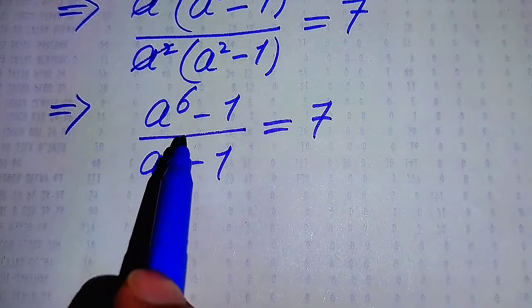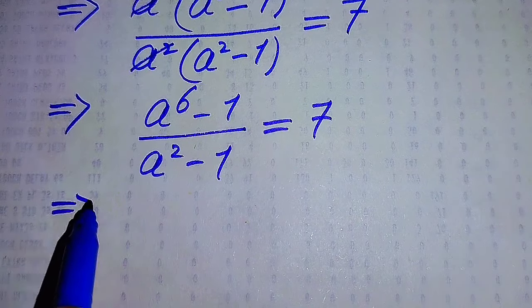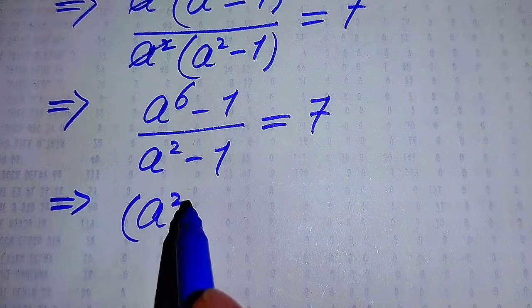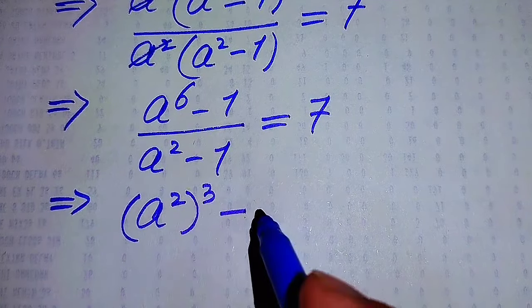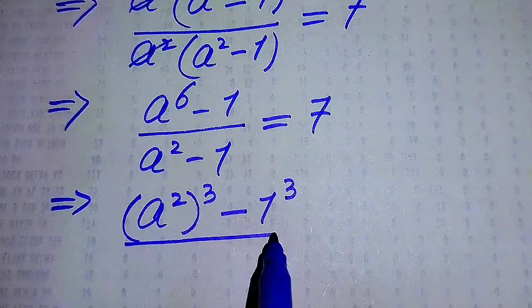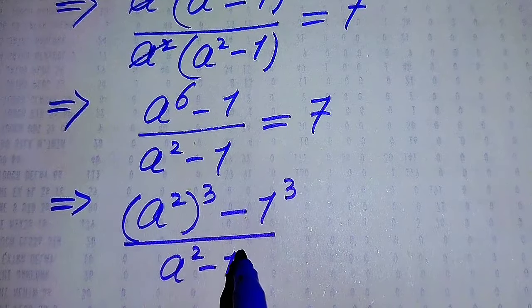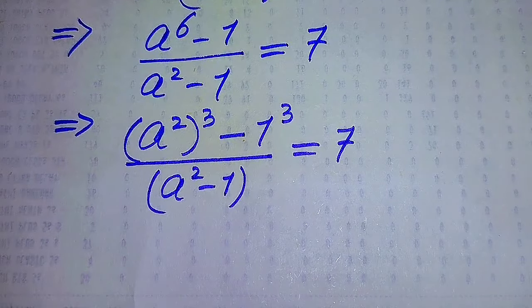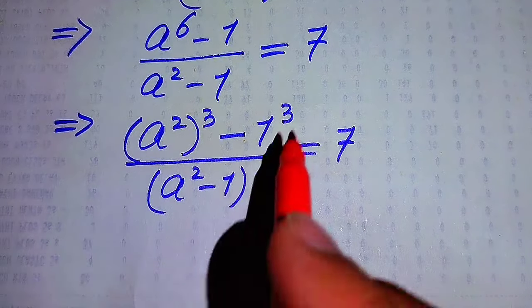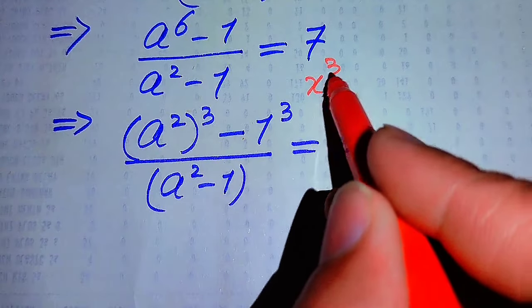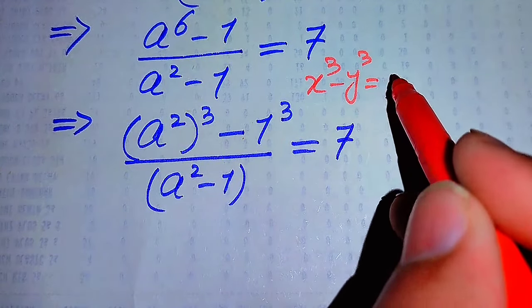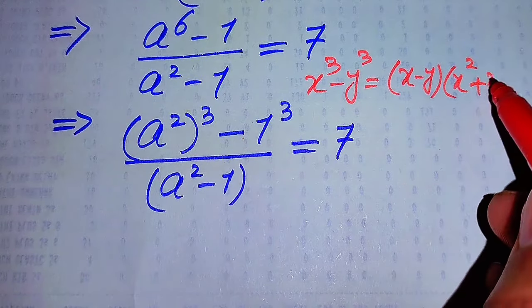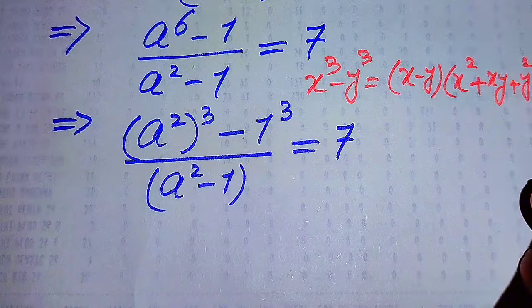So here we need to focus on the numerator, and we rewrite the equation as a to the power of 6, which we write as a squared whole cubed, minus 1, which we write as 1 cubed, divided by a squared minus 1, equals 7. Here we need to use the nice cubic formula, and you know that if we have x cubed minus y cubed, it equals x minus y times x squared plus xy plus y squared.